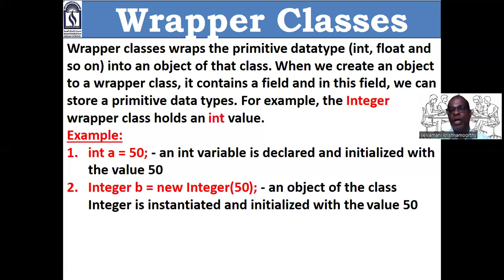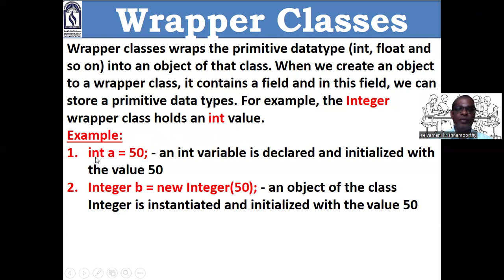That is the meaning. For example, the Integer wrapper class. See, I is a capital letter. That means the Integer wrapper class holds an int value. Small int, small I, means that is a data type. Capital I Integer means that is a class. That you must understand. Still confused? Nothing to worry, I will explain.